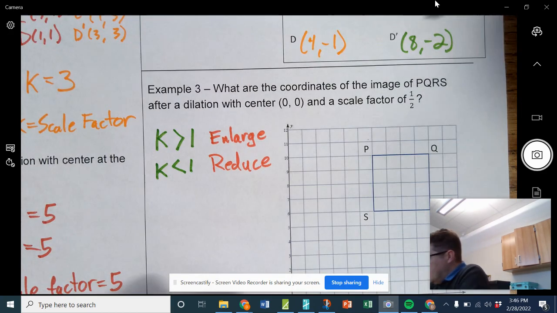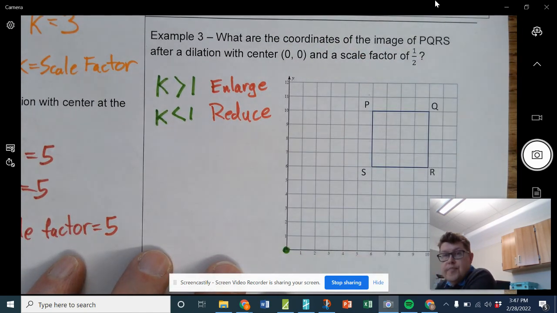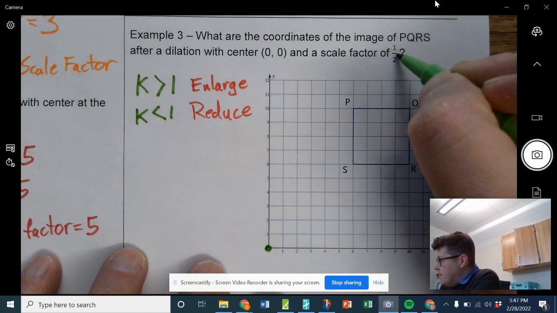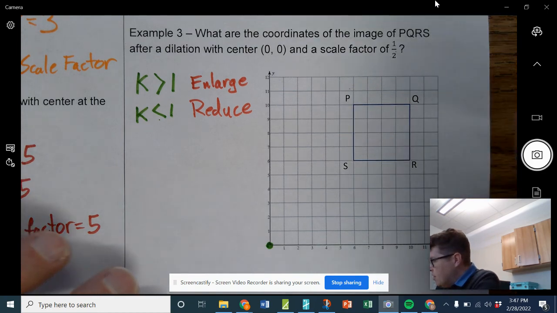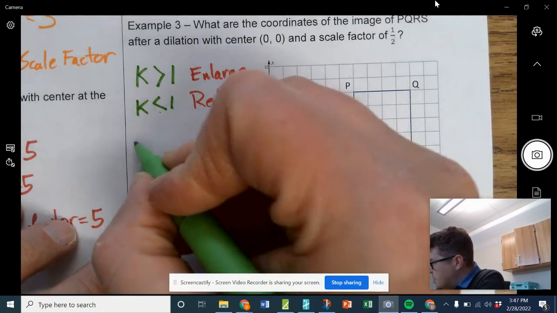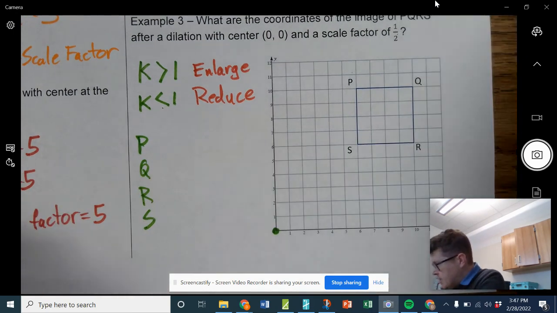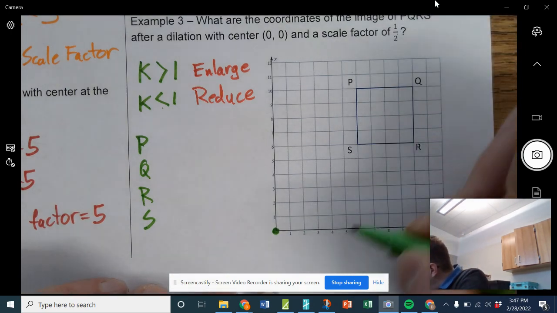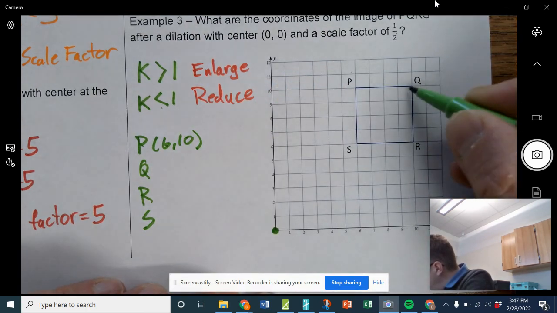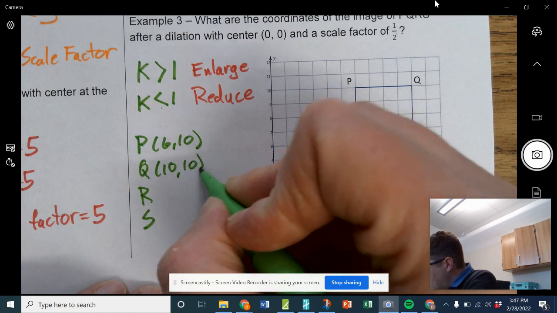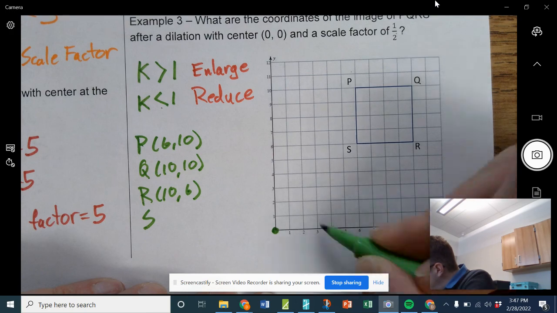All right. So what are the coordinates of the image of PQRS after a dilation with center 0, 0 and a scale factor of 1/2? Since we have a scale factor of 1/2, that's less than 1, we know we're getting smaller. The idea here is we're going to have PQRS. Actually, let me just leave this in green. P is 6, 10. Q is 10, 10. R is 10, 6. And S is 6, 6, right?